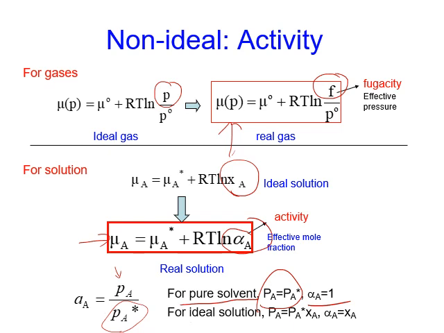Now for an ideal solution, Raoult's law says the partial pressure equals the vapor pressure when it's pure times the mole fraction XA. And so we can see activity equals mole fraction. So for an ideal solution, activity equals mole fraction. If it's a non-ideal solution, activity will be different from mole fraction.